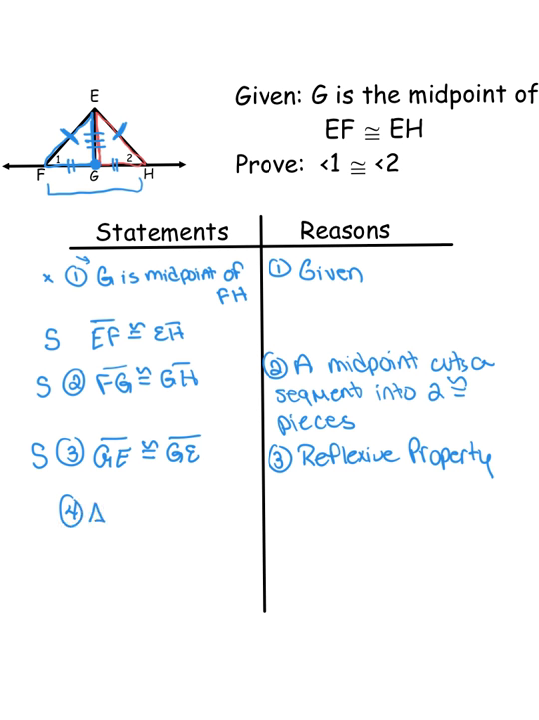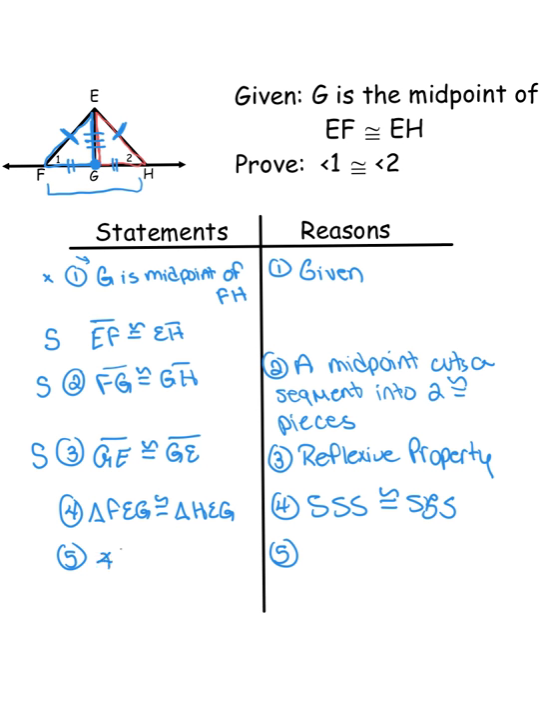Now I can say that triangle FEG is congruent to triangle HEG. And the reason being side, side, side is congruent to side, side, side. Now, since those triangles are congruent, my last step is angle 1 is congruent to angle 2 because corresponding parts of congruent triangles are congruent.